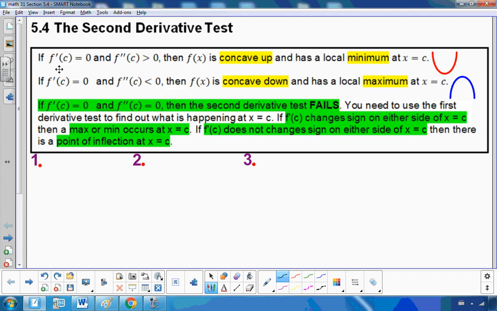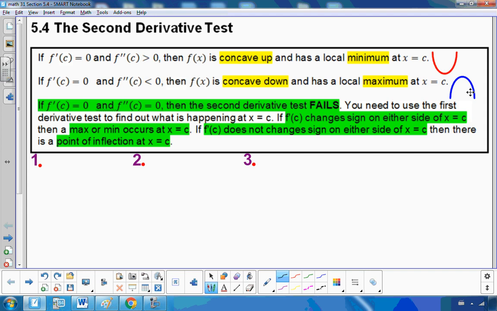Firstly, the first derivative can be 0 and the second derivative can be positive, which means it would be concave up, a smile, which means it has a minimum. The second thing that can happen is the first derivative is 0, the second derivative is negative, and then I would have a concave down, a frown, which means I have a maximum.